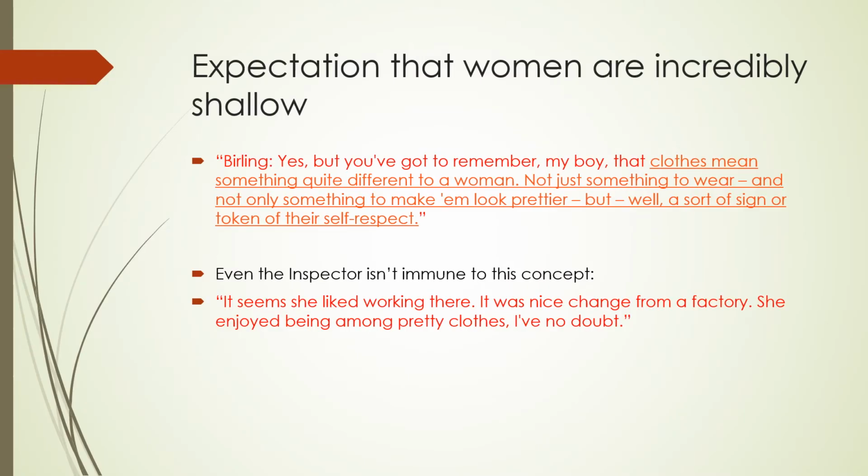Okay, so you've got the expectation as well that women are incredibly shallow. Mr. Birling says, "Yes, but you've got to remember, my boy, that clothes mean something quite different to a woman, not just something to wear and not only something to make them look prettier, but well, a sort of sign or token of their self-respect." So it's showing there that if a woman is not wearing the smartest clothes, if they're looking a bit downbeat, then they don't see themselves as someone with a higher standing in society. It's their sign. They lack self-respect if they are not wearing the clothes that his family would wear, for example.